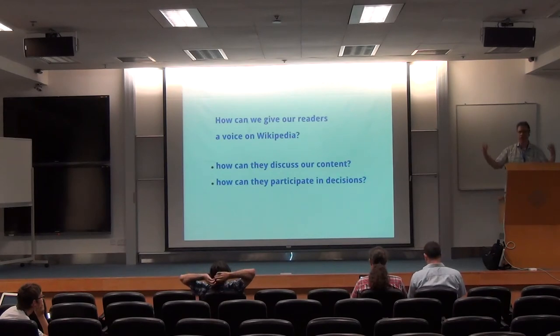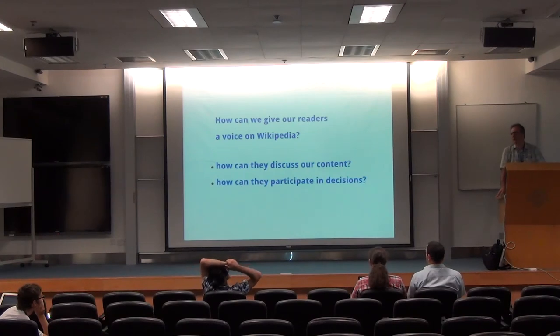The last question that we don't really have time to have much Q&A, but I'd like you to think about, and I'd love to hear your thoughts, is, how do we, as a movement, give readers a voice? If readers are not really capable or comfortable interacting on talk pages at this point in time, how can they discuss our content? And just as importantly, how can they participate in decisions? They are important, and we as a movement are running a very large public information utility, and we have a responsibility to the public to make it easy for them to provide feedback. But right now, we don't have a mechanism to do that except for article feedback. The talk pages have proved inadequate for that.